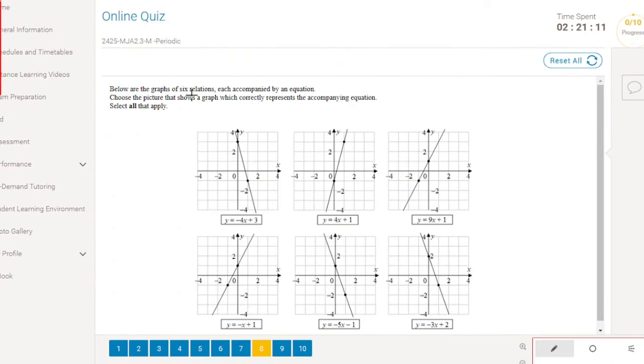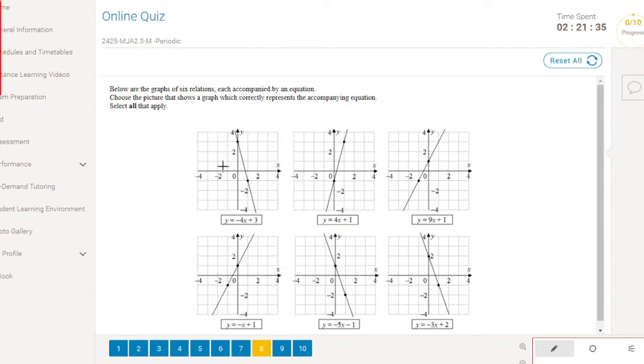Below are the graphs of six relations, each accompanied by an equation. Choose the picture that shows a graph which correctly represents the accompanying equation. Select all that apply. We'll take the first one. So as I said, if I want to validate the graph with the equation, I want to take 2 points. 1 point is not enough, and we will see why I'm taking 2 points.